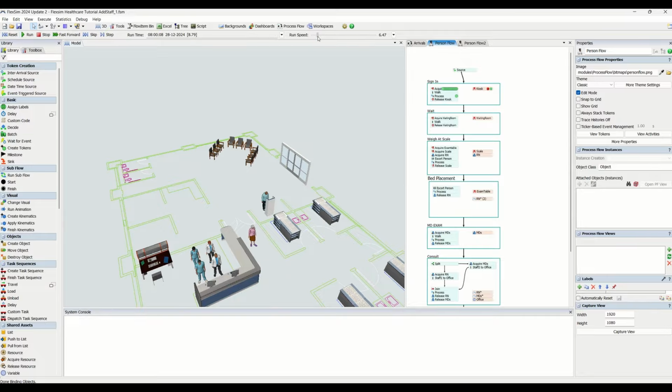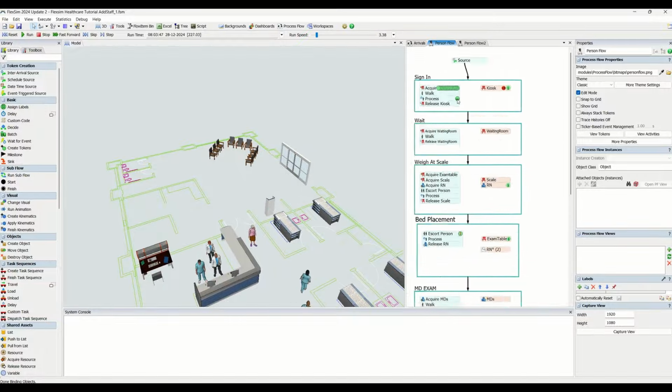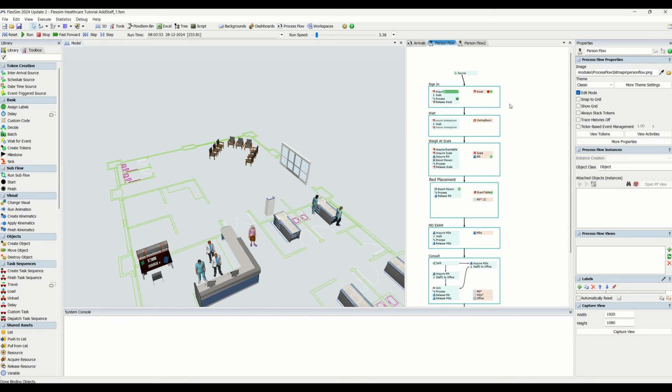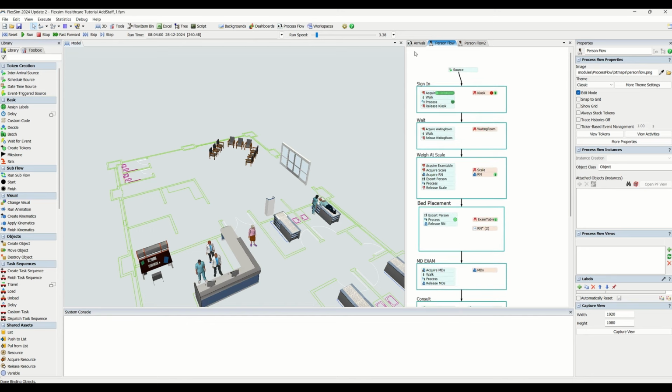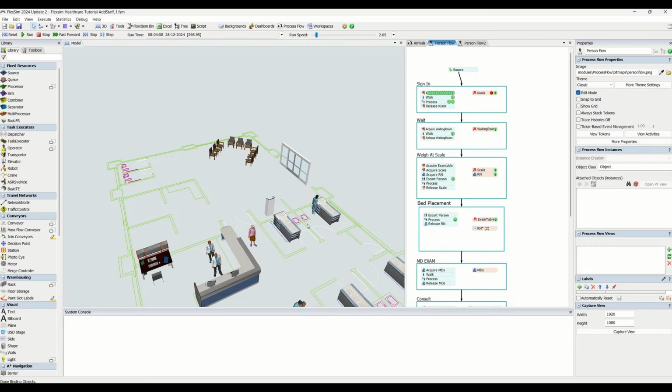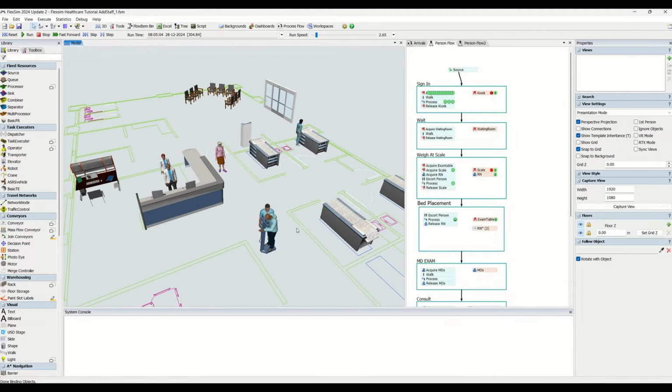Let's see. Okay, we have this. The kiosk is only one, so only one person will be acquired. Okay, the patient has been taken care of. Okay, great. Now see what's happening, guys. What's happening, right?